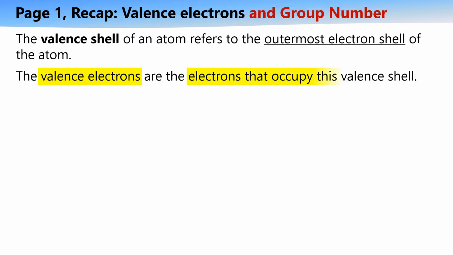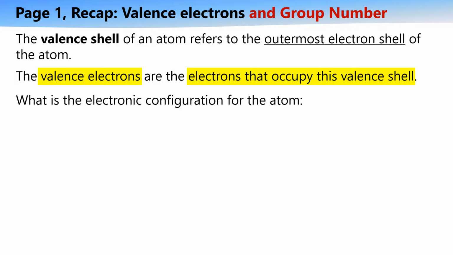Please highlight the following words. Please take note of the difference. When I talk about the valence shell, it refers to the outermost electron shell. And when I talk about valence electrons, it's the electrons in this outermost shell.